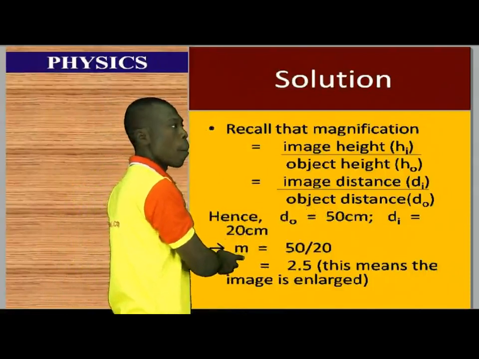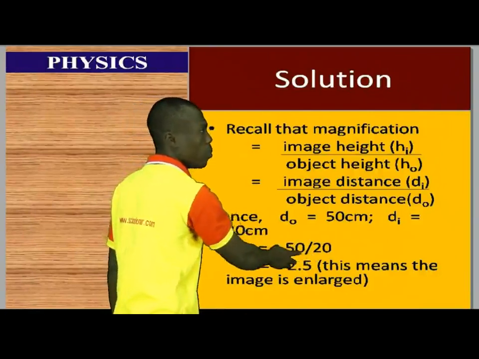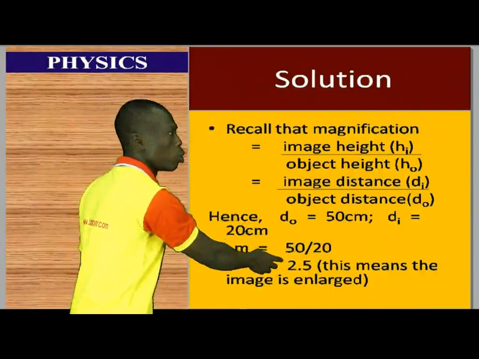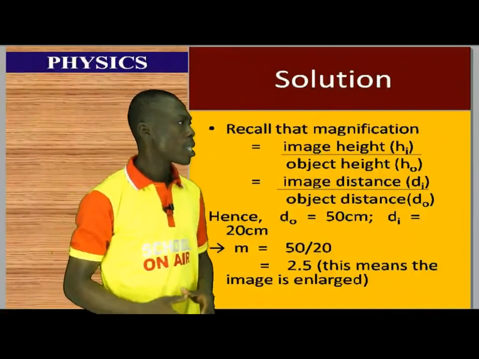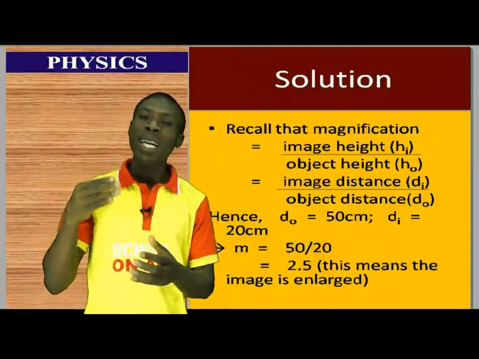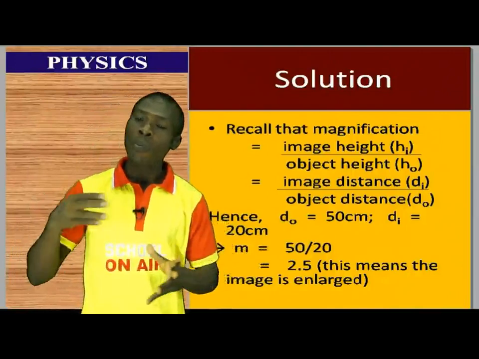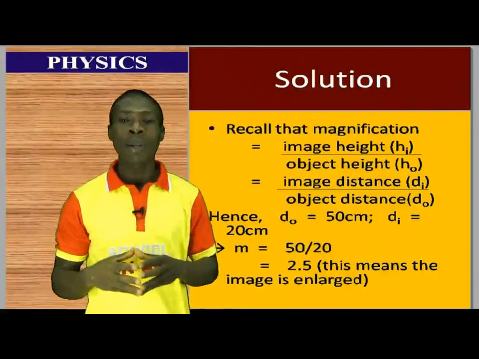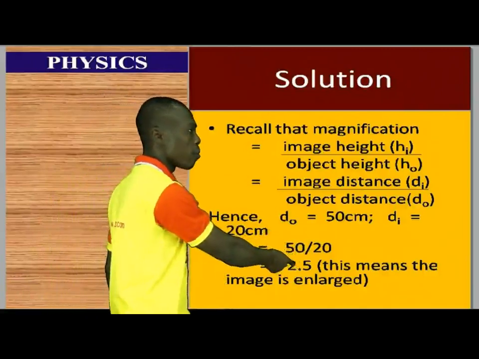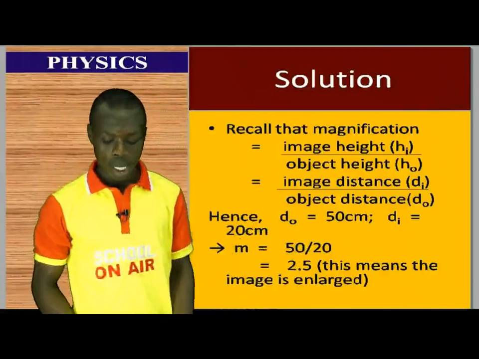So in this case, our magnification again is what? Object distance over image distance. So we have 50 over 20, and that gives us what? 2.5. So this means that the image is enlarged. By the time you have your magnification greater than 1, that means that the image is enlarged. And when your magnification is less than 1, that means that what? The image is diminished. So in this case, our magnification is 2.5, far greater than 1. So we say that the image is enlarged.